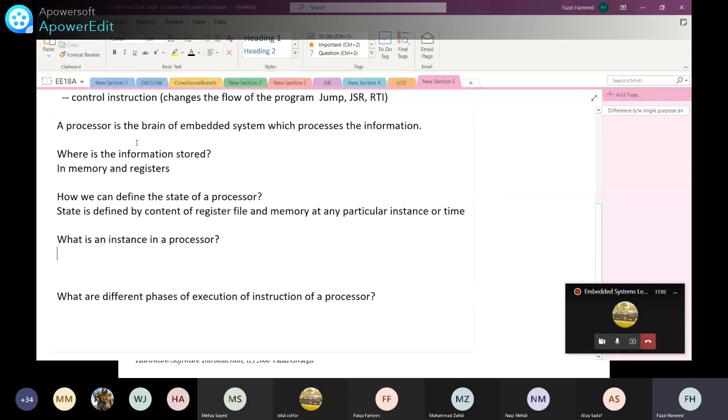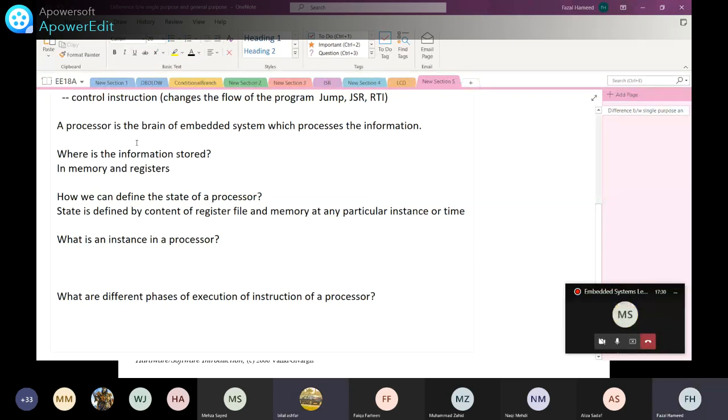Let's assume you wake up in the morning. We have different instants in a day: morning time, noon time, afternoon time, evening time, then night time. These are different instances of the same day. So how is time determined in a microprocessor? Clock, or not?